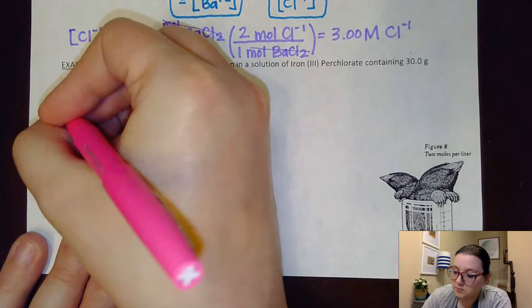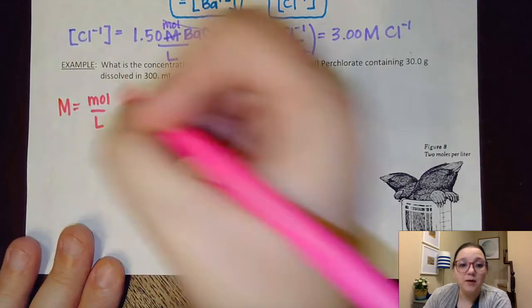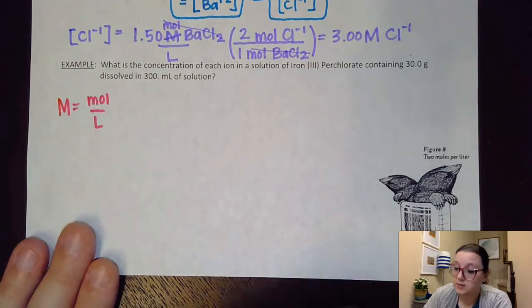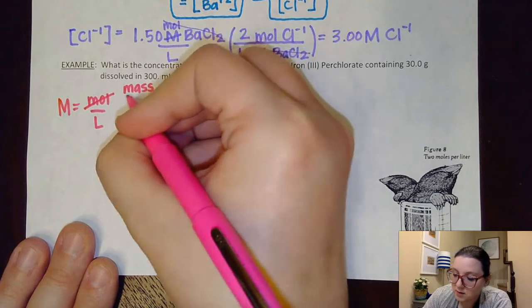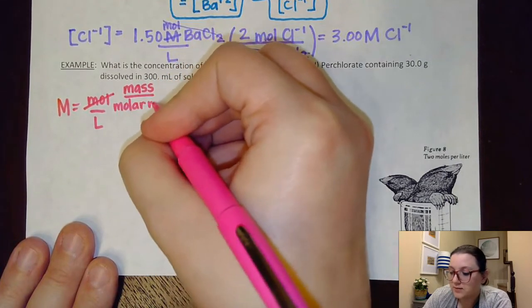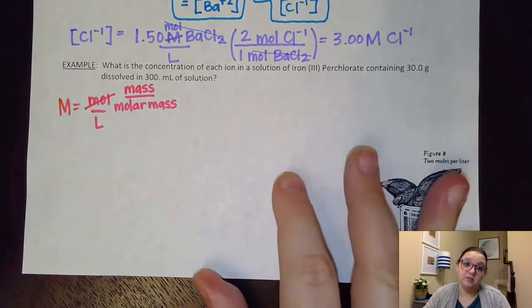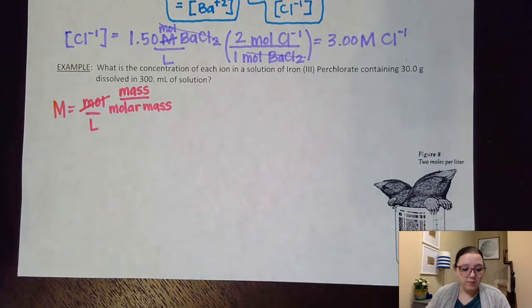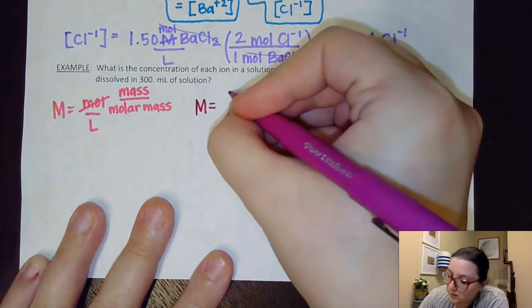Now, as a reminder, molarity is moles over liter. However, in place of moles, I could substitute in mass over molar mass, which is what I'm going to have to do here because they gave me the mass of iron perchlorate instead of just giving me moles off the bat. All right, so I'm going to go ahead and plug into that equation to solve my molarity. So my molarity of the entire solution would be 30 grams.